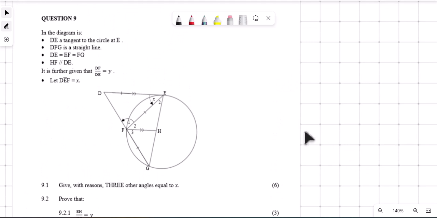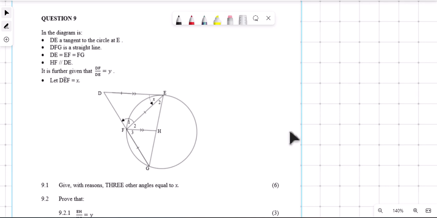In the diagram, DE is a tangent to the circle at P. EFG is a straight line. DE is equal to FG, which is equal to DF. HF is parallel to DE. It is further given that DF over DE is equal to y. Let angle DEF, which is angle E, equal x. Give with reasons 3 other angles equal to x.